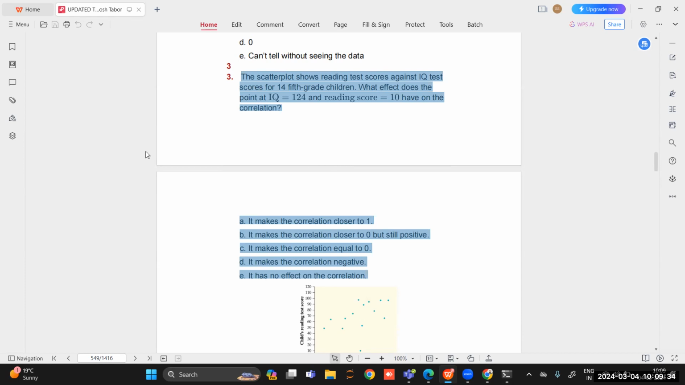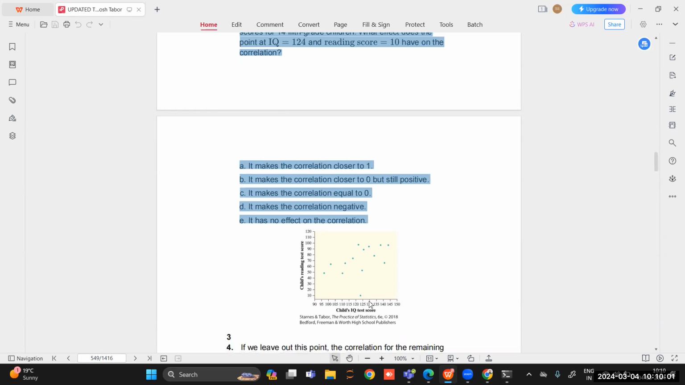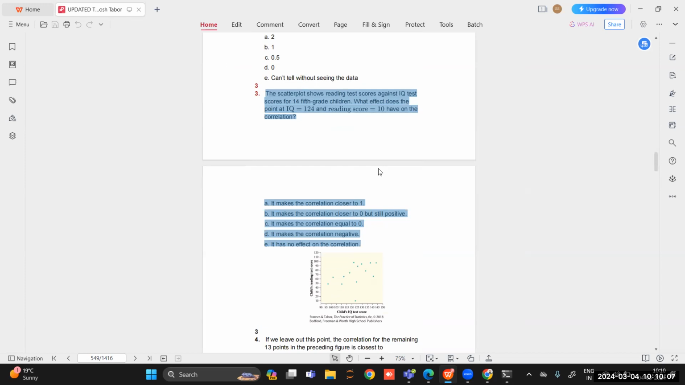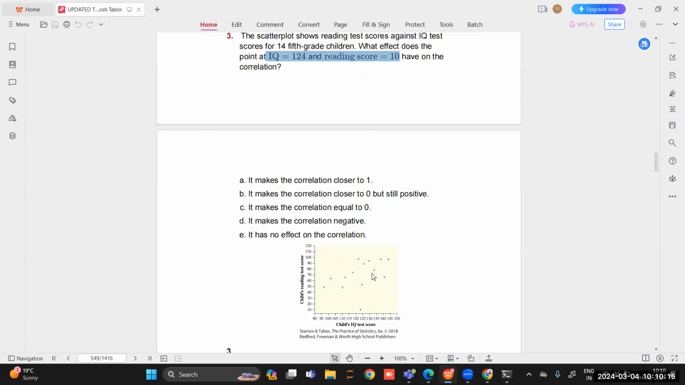I'll just read it. The scatter plot shows reading test scores against IQ test scores for 14 fifth grade children. Which effect does the point at IQ equals 124 and reading score equals 10 have on correlation? Does it make the correlation closer to 0 but still positive? If I add a point at IQ 124 with score 10, the score is 10 here.